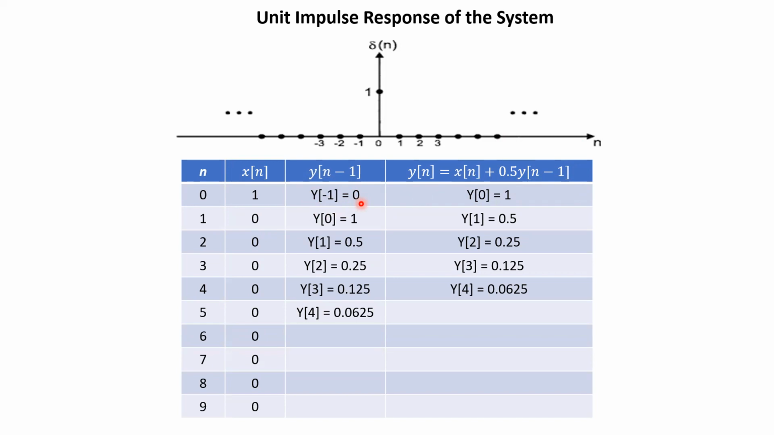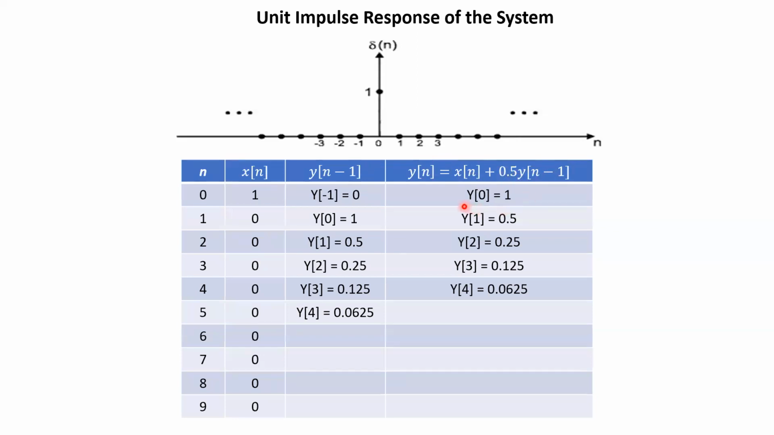Now we have to calculate this response y[n]. We can calculate it by substituting the values of x[n] and y[n minus 1]. I have calculated y[n minus 1] in this particular column. It is y[minus 1], coming for n equals 0, and this value will be equal to 0. And x[n] is equal to 1. So if you substitute here, it will be 1 plus 0.5 multiplied by 0.